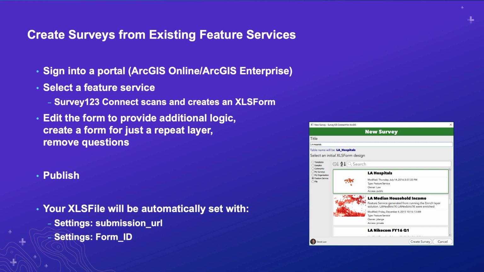Survey123 Connect will examine the feature service, automatically creating questions for each of the fields, single choice questions for fields with coded value domains, and repeat sections for related tables. It will also add information to the settings worksheet that links the form to the feature service, preventing a new feature service from being created.